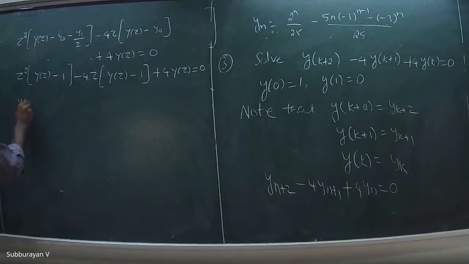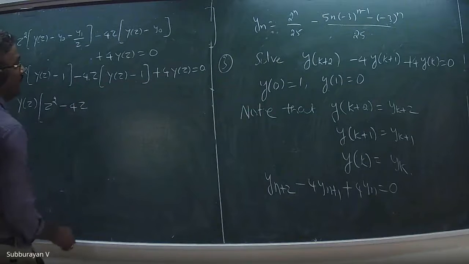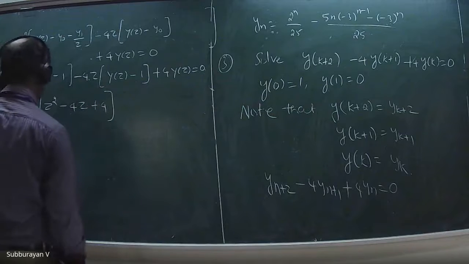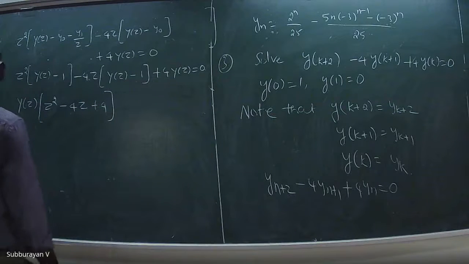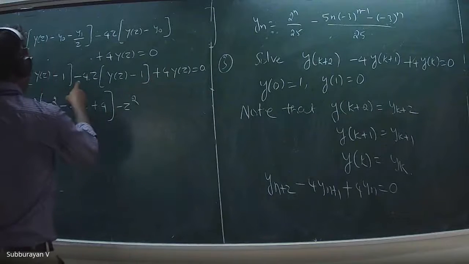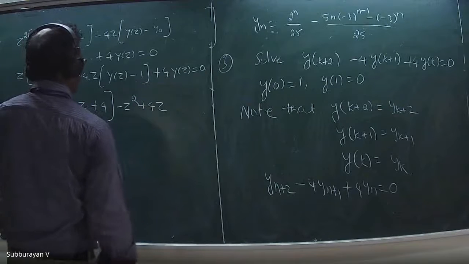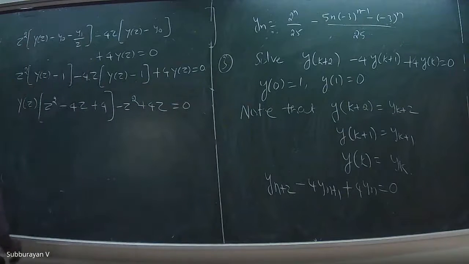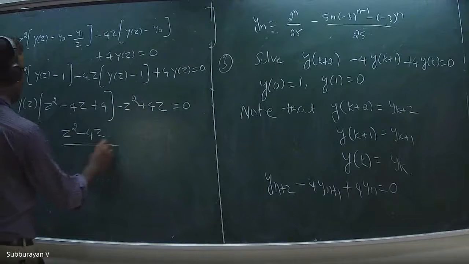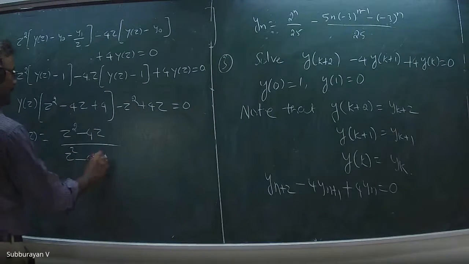Okay. Now, what is y of z? The coefficient of y of z is here, z square minus 4z plus 4, and then the remaining things are minus z square here, and plus 4z here, equal to 0. Fine. So therefore, your y of z equal to z square minus 4z divided by z square minus 4z plus 4.